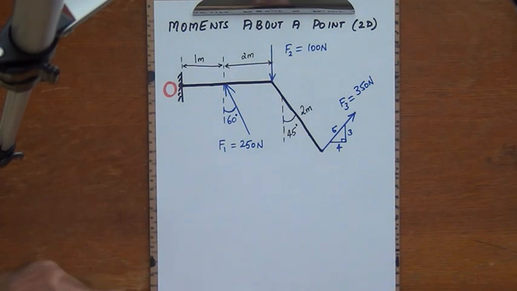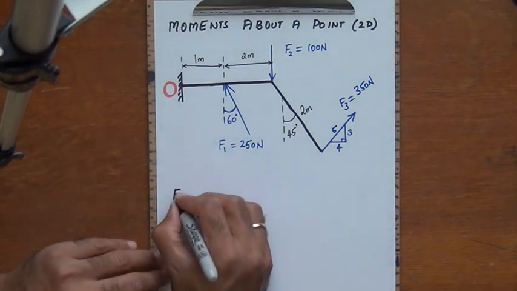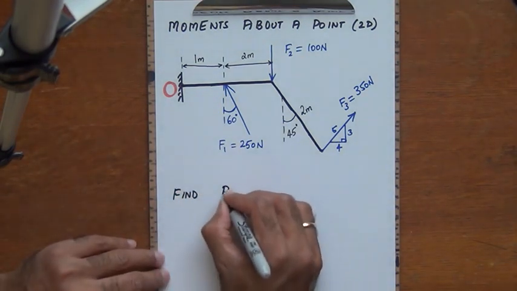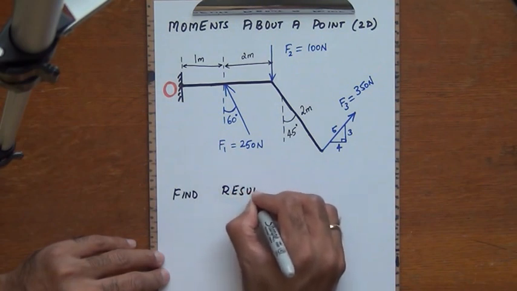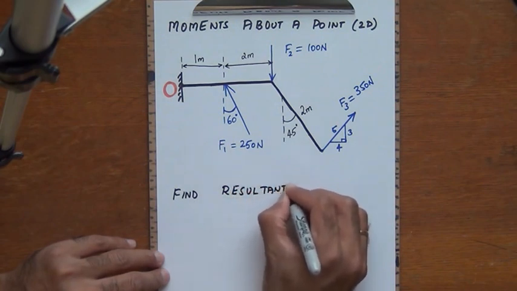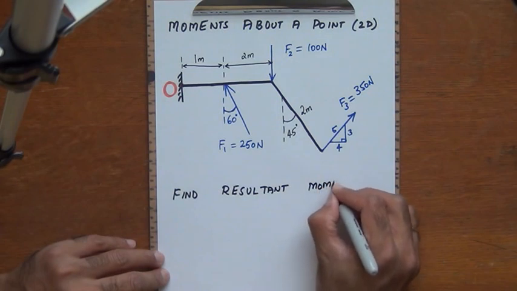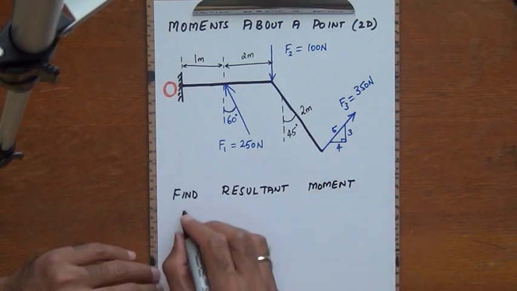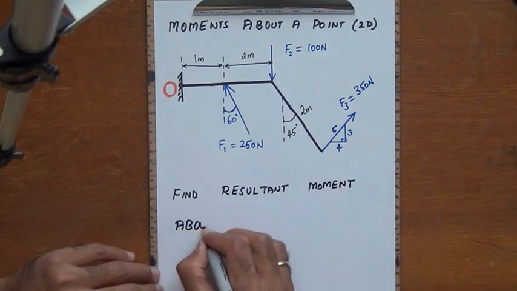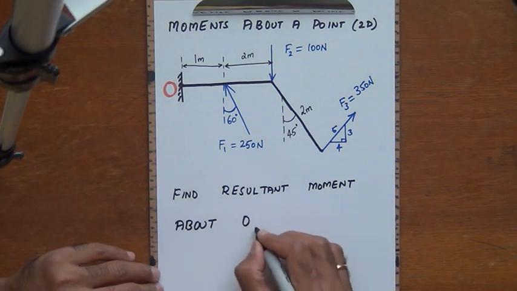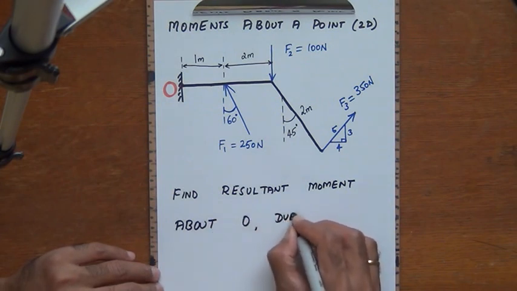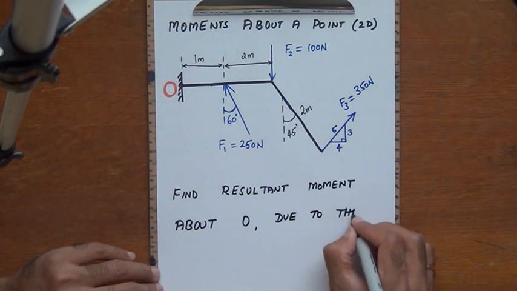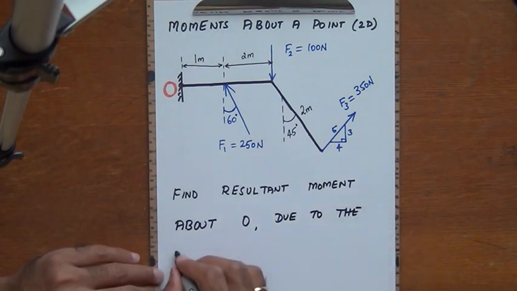Alright, so the question: find the resultant moment about point O due to the system of forces shown.